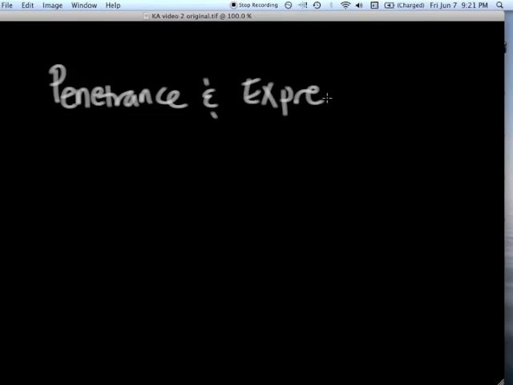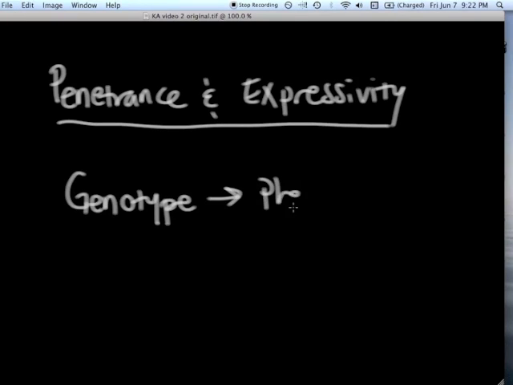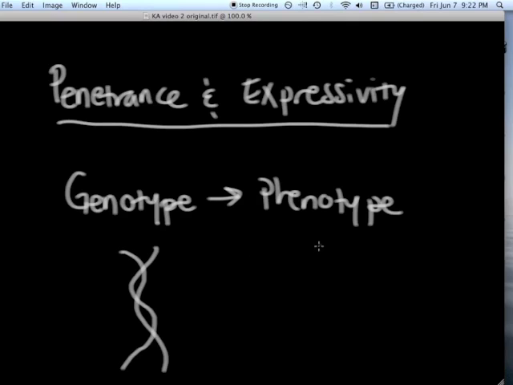In this video, we're going to go over two additional concepts in genetics called penetrance and expressivity. These terms will help us to quantify the relationship between genotype and phenotype. Remember that genotype is what is in our DNA, and phenotype is what we see expressed in the protein. So penetrance and expressivity help to quantify this transition from DNA to protein.